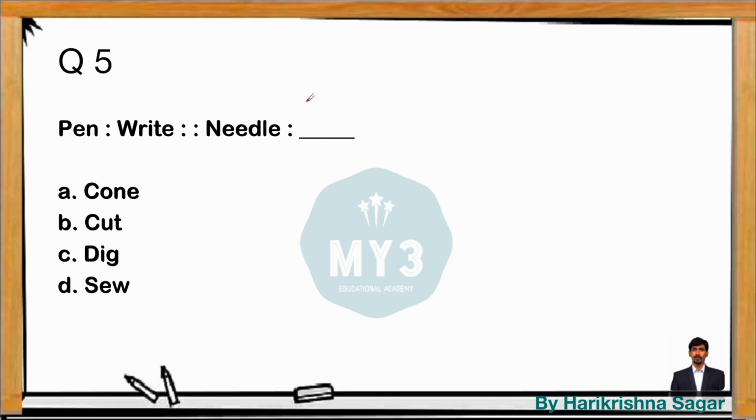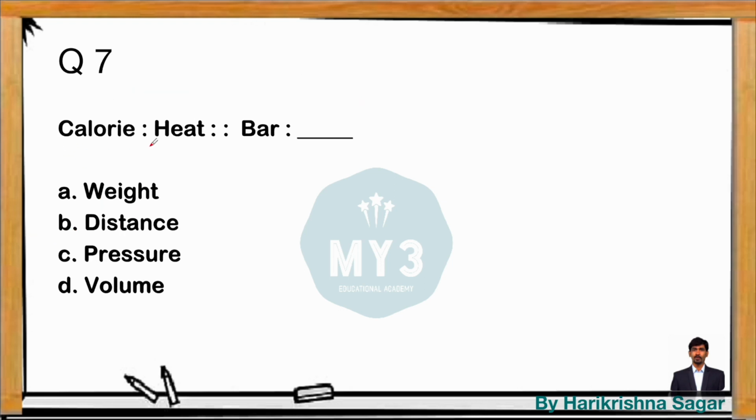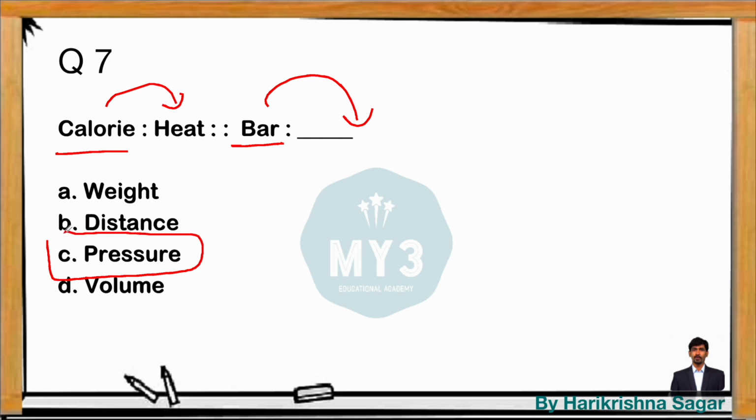Pen, write, needle, what? Pen is used to write, needle is used to sew. Bread, bakery, milk, what? Bread you will find in a bakery, milk you will find in a dairy. Mark the answer B. Calorie, heat, bar, what? Calorie is a unit for heat, bar is a unit for pressure. Mark the answer C.